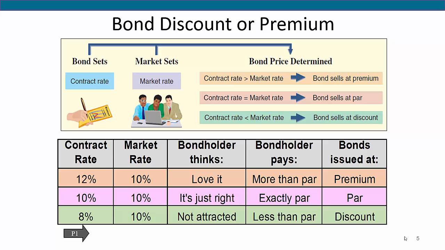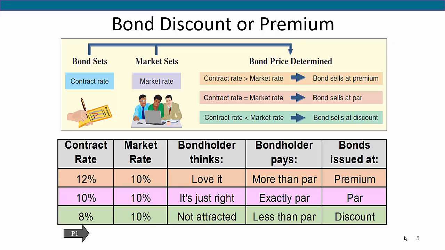This screenshot illustrates 3 bond issuances. In all 3 cases, the market rate of interest is 10%. The printed bond document interest rate changes. In the middle example, the contract interest rate of 10% is the same as the market rate of 10%. This means that the bonds will be issued at par face value. On the top example, the market rate is below the contract rate.